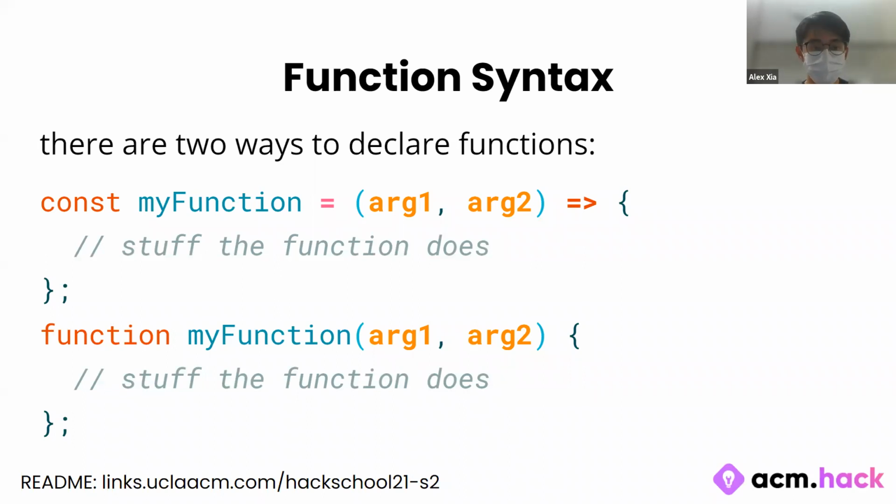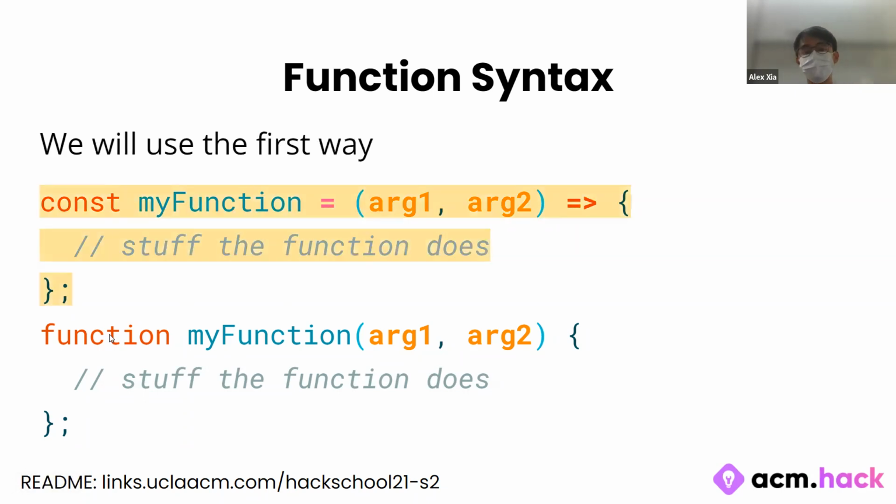So there are two ways to declare functions in JavaScript. One is using this method up here, and the second is using the method down here. The top one we usually call the arrow syntax. This bottom one we usually call the function keyword. And we will be using the first way. For the rest of Hackschool we'll be using the first method. Any questions about this?